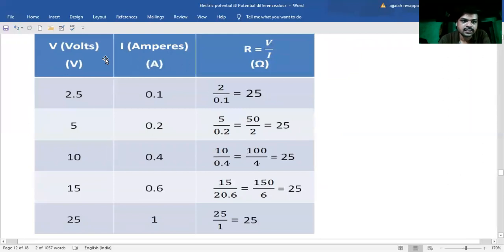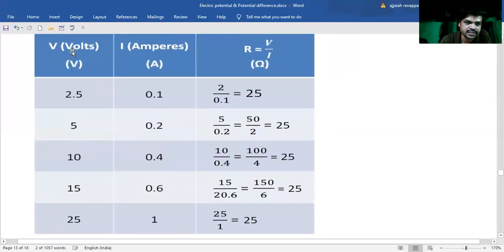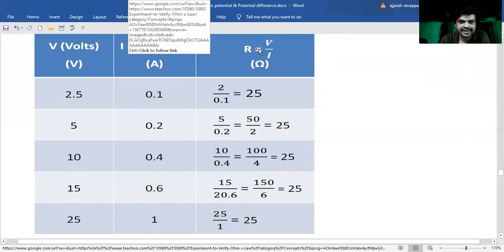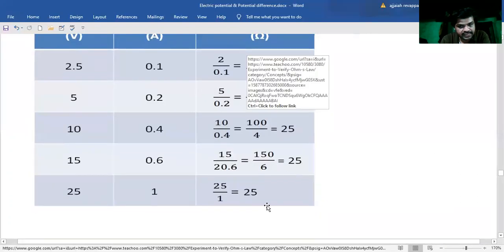See, this is 5 sets of readings taken in one of the experiments. These are the voltage readings, potential difference, these are the current readings, and this is the V by I ratio. That is this value divided by this value. 2.5 divided by 0.1 is 25. Next, 5 divided by 0.2, that is 25 again. Like this, you take the ratio of V by I, you will get the same value.